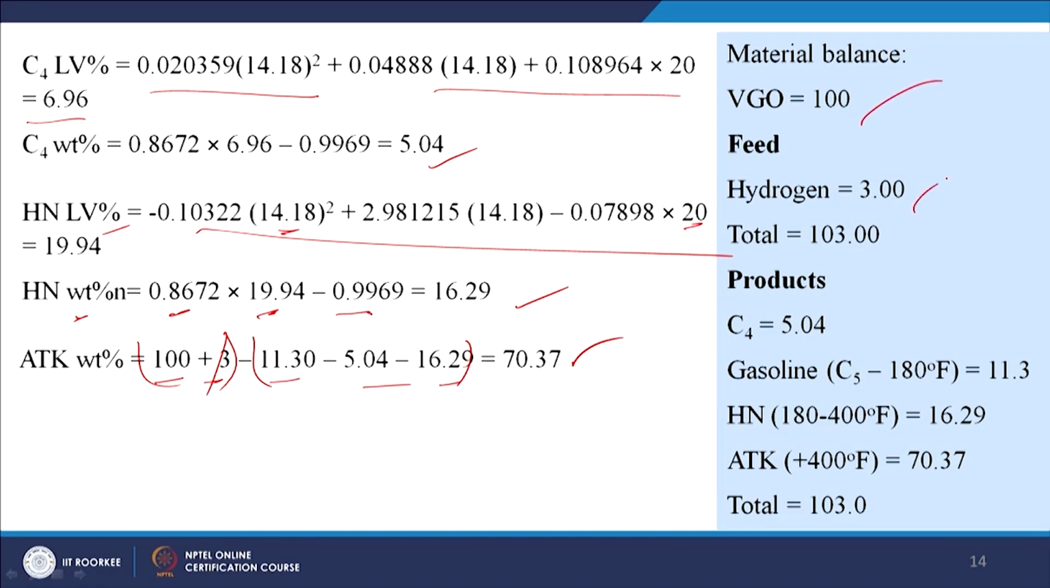VGO we have, hydrogen we are adding, so we get 103, and then we get the products, gasoline and the others, and this totals 103. So, we get the mass balance. Up to this in this class, thank you very much for your patience.